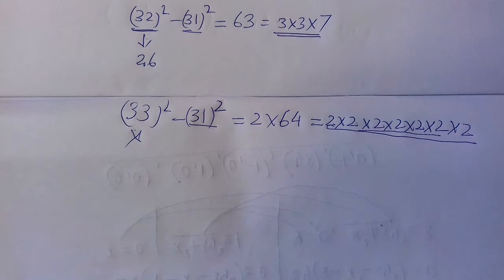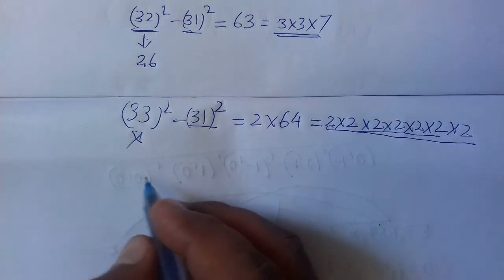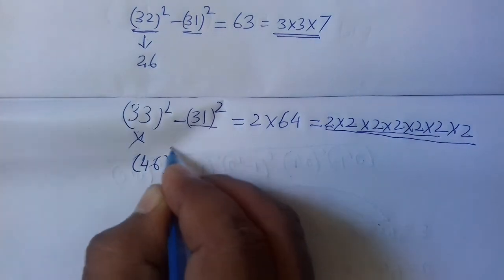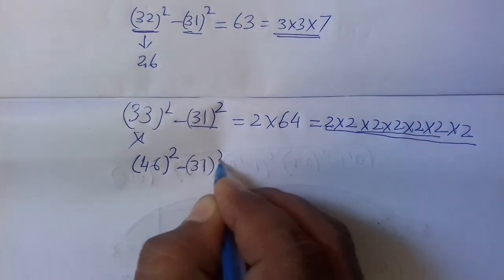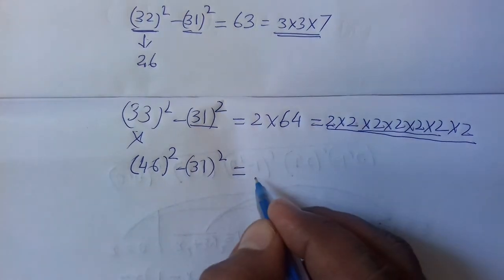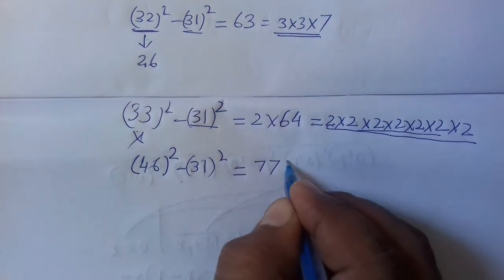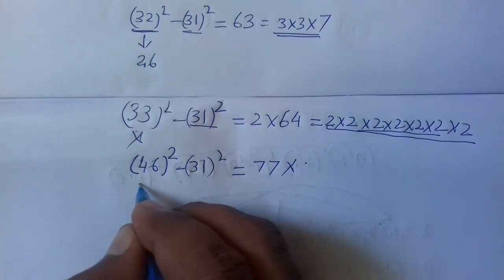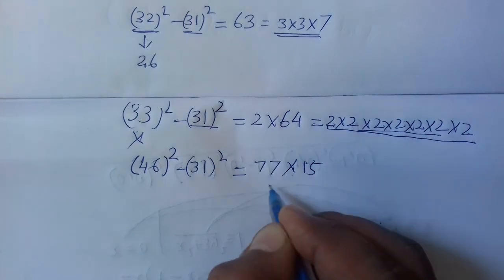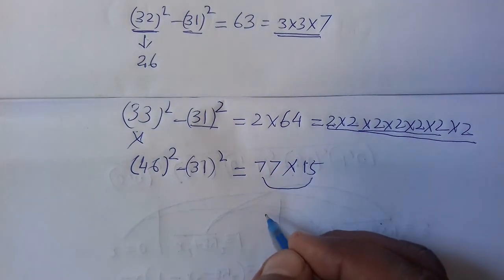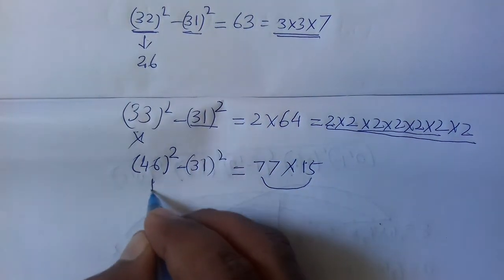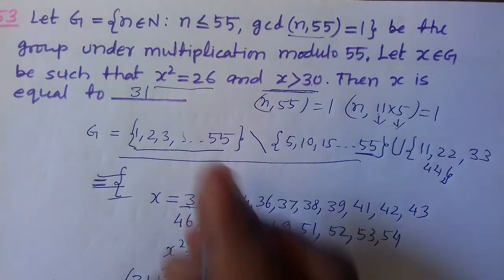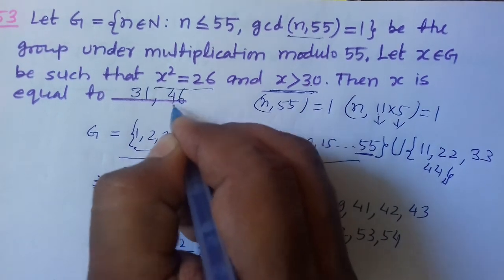If you go in this way, then you will arrive at a point where for 46, you get 46 square minus 31 square. If you do this, then you will get 77 into 15, and you know this number is a multiple of 55, so 46 is also our answer. So here it will be 31 or 46.